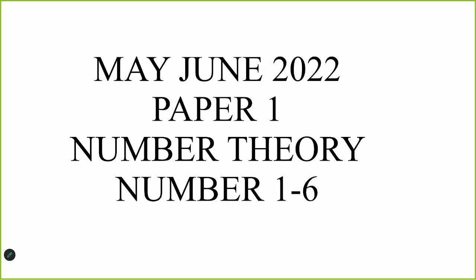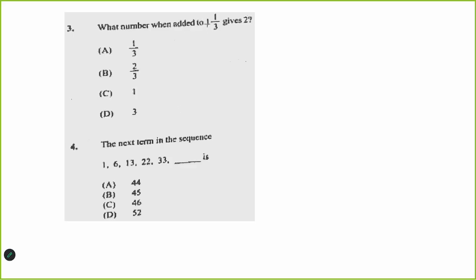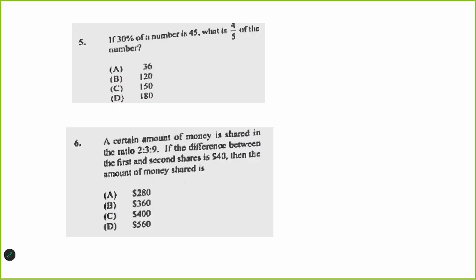Let's look at May and June 2022, paper 1, number 3, questions 1 to 6. Repeated question. This is 13. Repeated question. Value of 2 was 2 over 100. This is a repeated question as well. 1 and a third gives 2 thirds. This was a repeated question. We had to add 13 to it, I believe. Yes, which was 46. Okay, this is a little bit different.